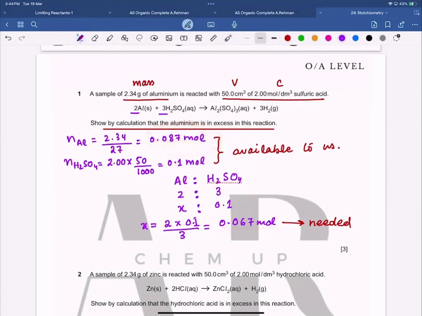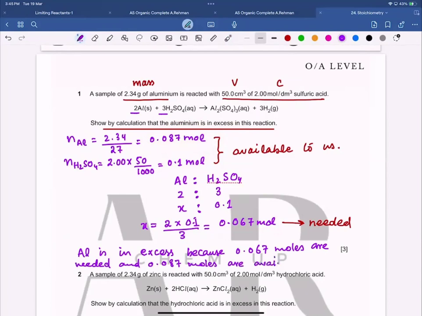Is this clear to all of you? So you will write a statement in the end that aluminium is in excess because 0.067 moles are needed and 0.087 moles are available. Is this clear? Yes, sir.